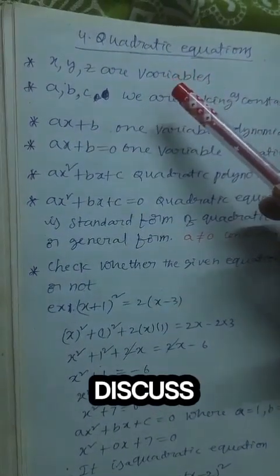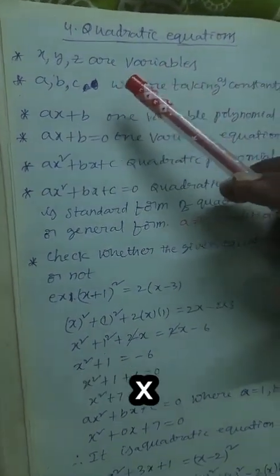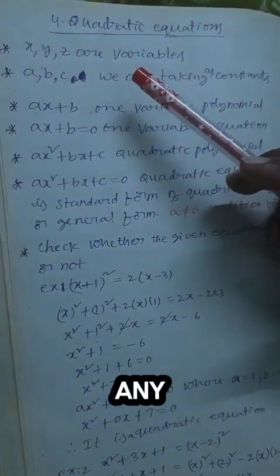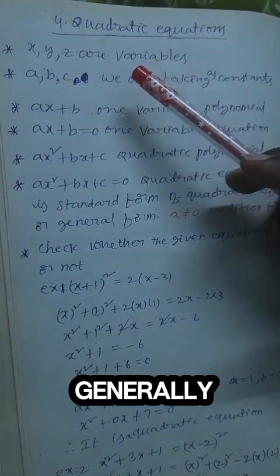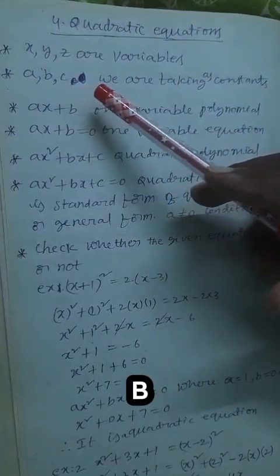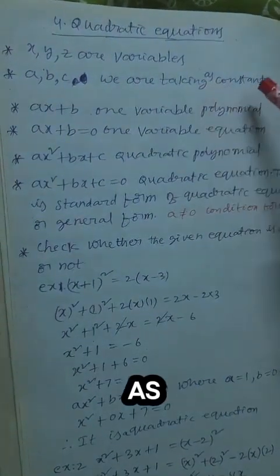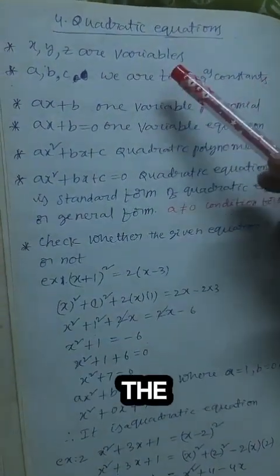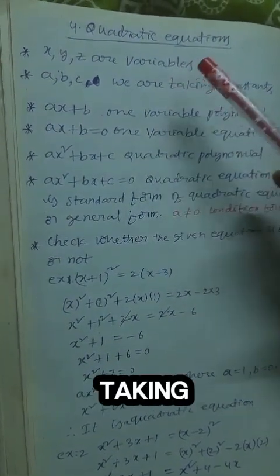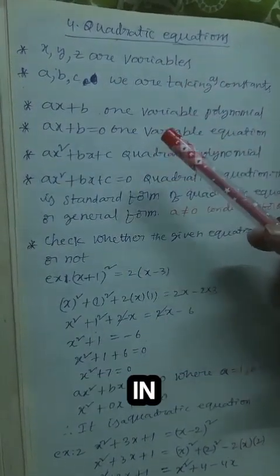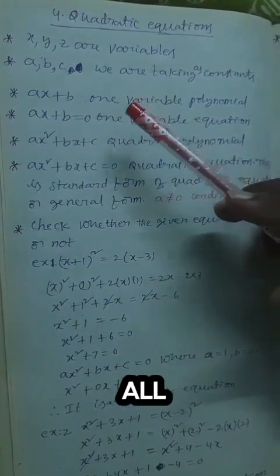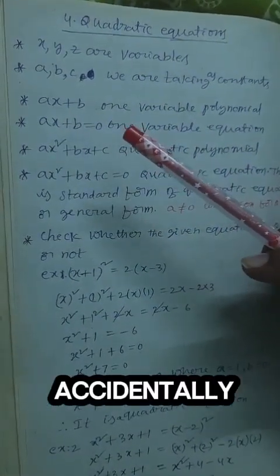Quadratic equation, we will discuss very clearly. X, Y, Z are variables, you know that already. Generally X, Y, Z are taken as variables, whereas A, B, C we are taking as constants. Why? Because in the given question, generally X and Y, Z only we are taking as variables. Generally in our class exams and sums, X is generally taken as the variable.